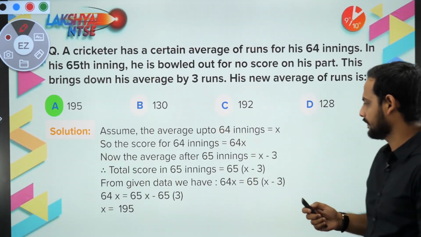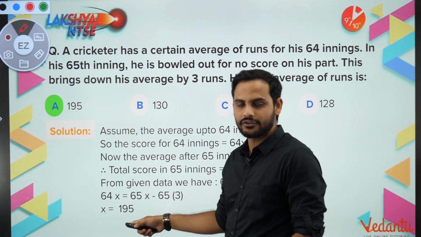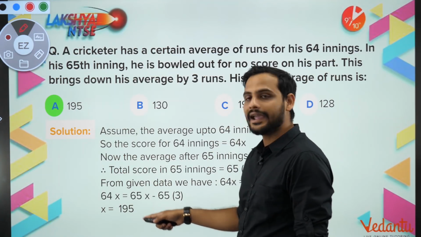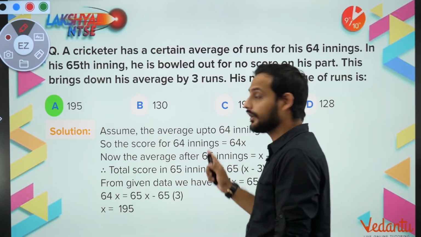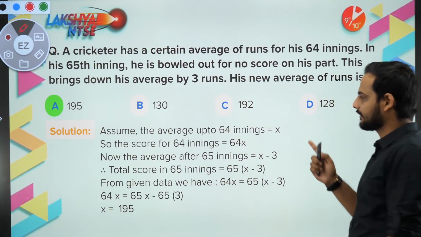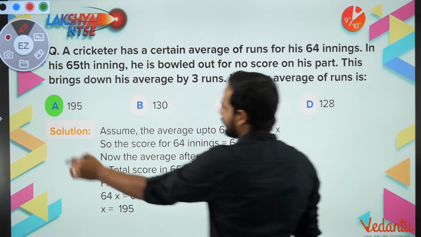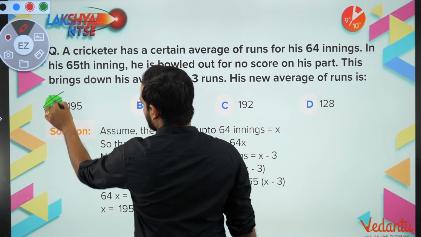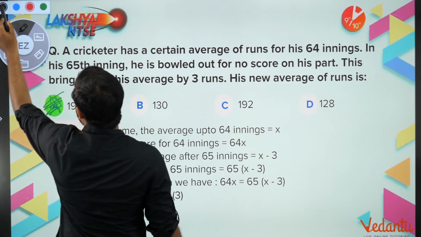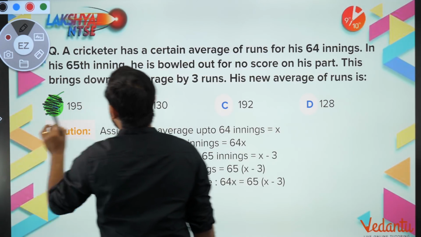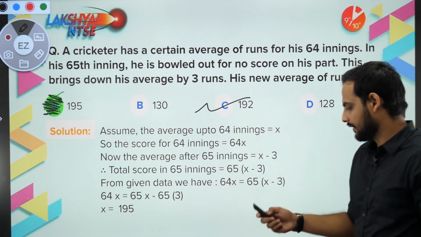The next question is, see, X is equal to 195, they have stopped it. No. So the new average will be X minus 3, that is 192. Okay, remember this thing. Chalo. So I have clearly explained it is 192, not 195. Okay, it is wrong. The correct answer is 192. Chalo. Let's move to the next question.